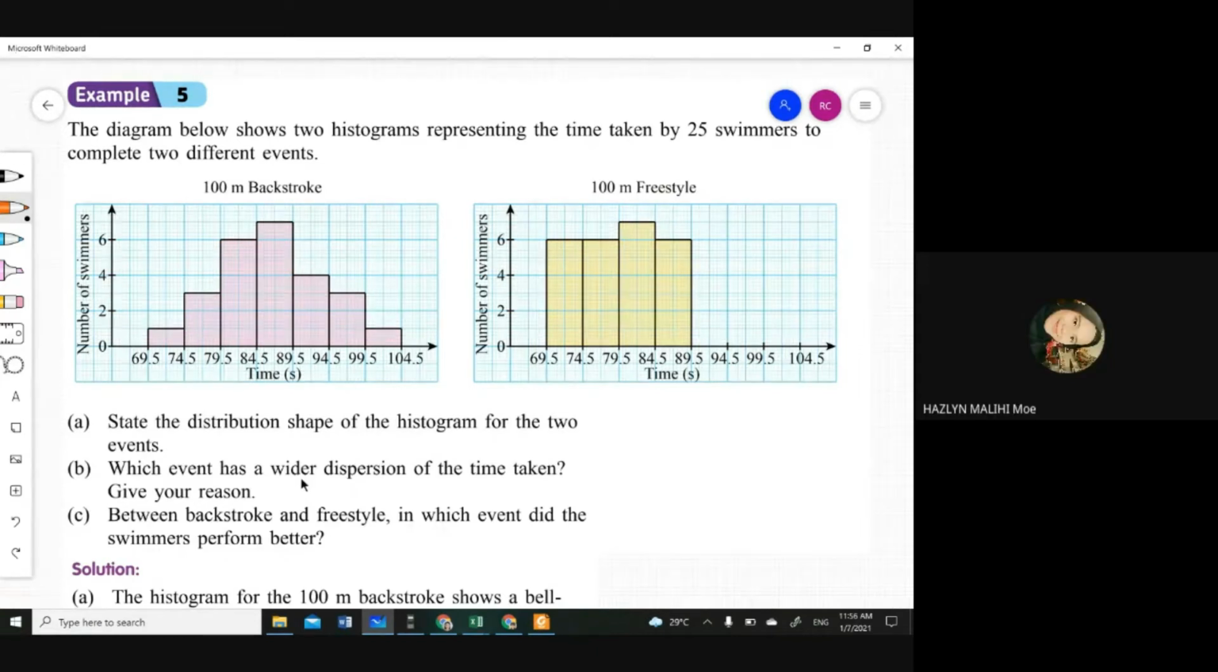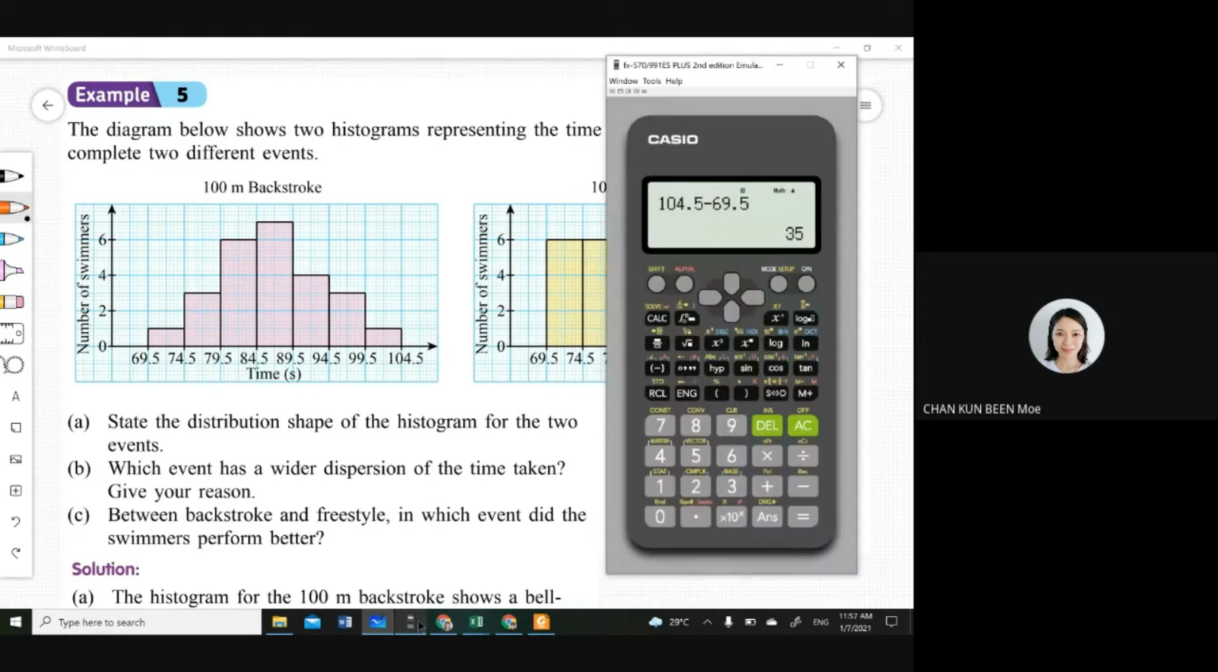The backstroke has a wider dispersion because the time taken is longer over here. It disperses more. So give your reason. You can just say that the difference of the time recorded here is larger. That is how many seconds? We got it just now, right? It's about 35 seconds, 104.5 minus 69.5. Yeah, 35 seconds. Okay, now next.